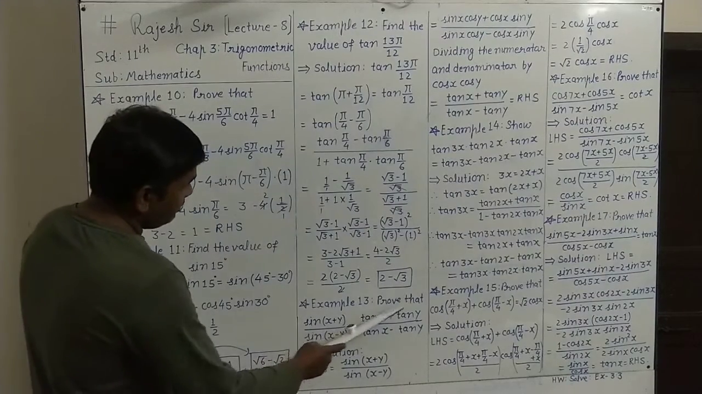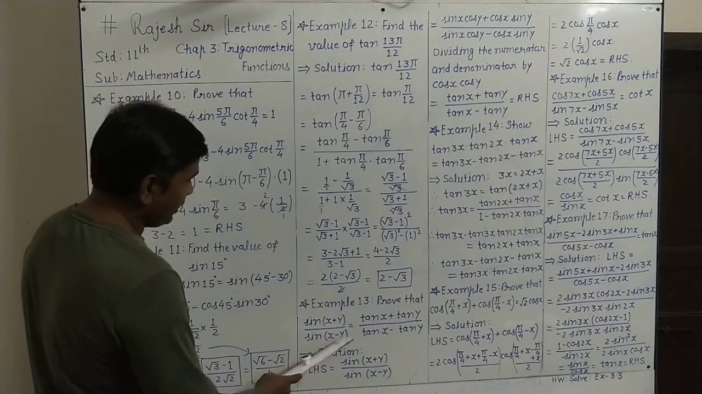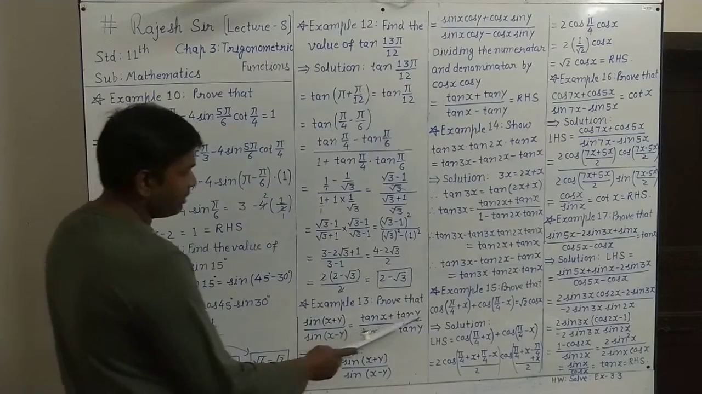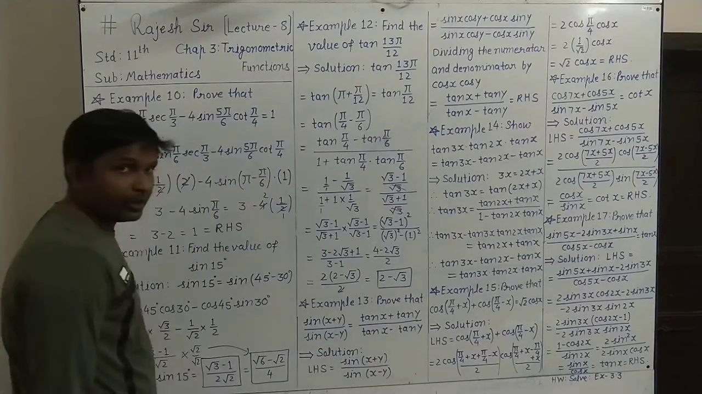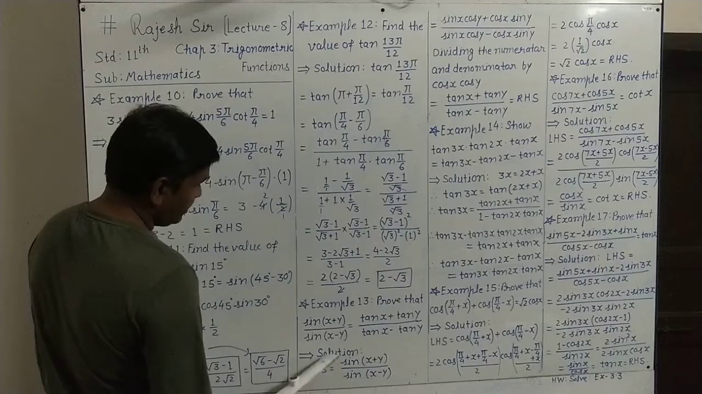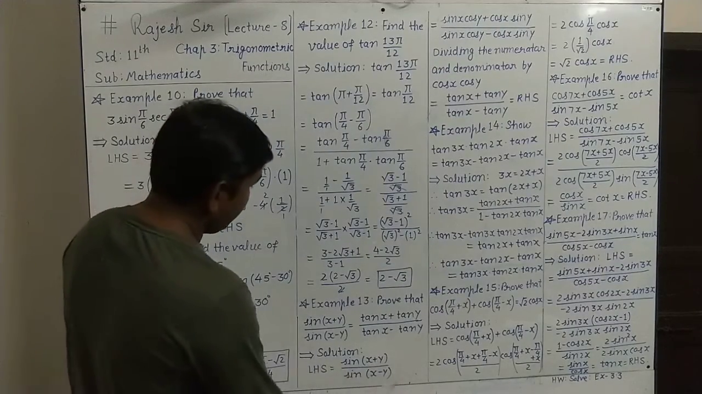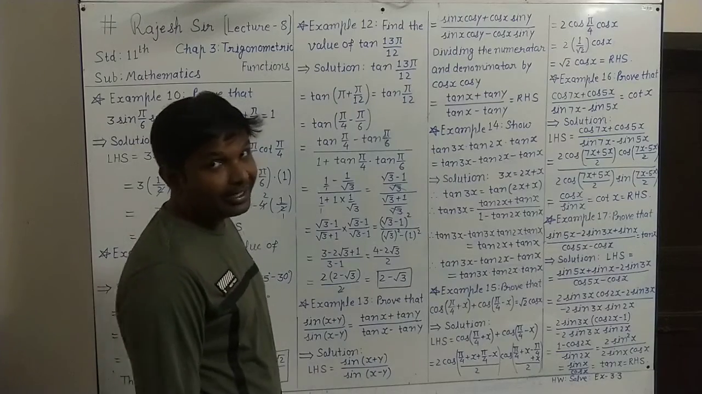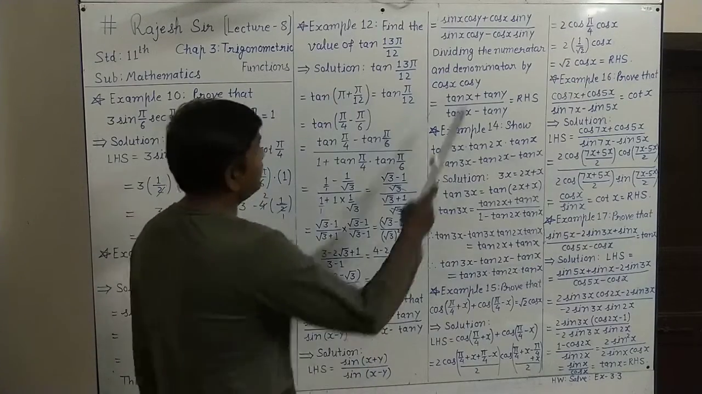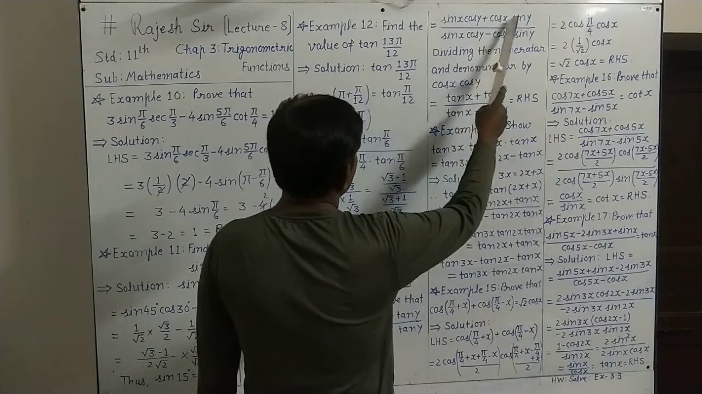Next example 13. Prove that sin of x plus y upon sin of x minus y equals tan x plus tan y upon tan x minus tan y. So in the solution we take the left side, sin of x plus y upon sin of x minus y. This is sin of x plus y. The formula we know, in the last lecture we have seen: sin of x plus y equals sin x into cos y plus cos x into sin y.